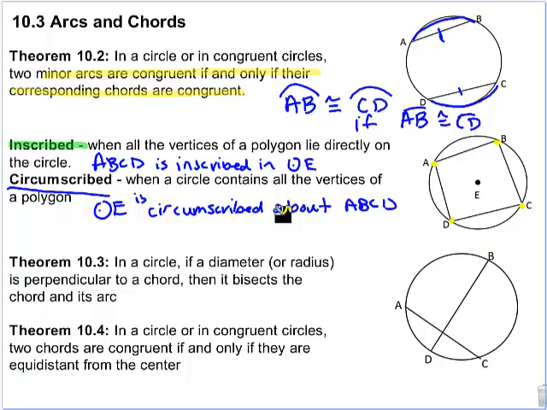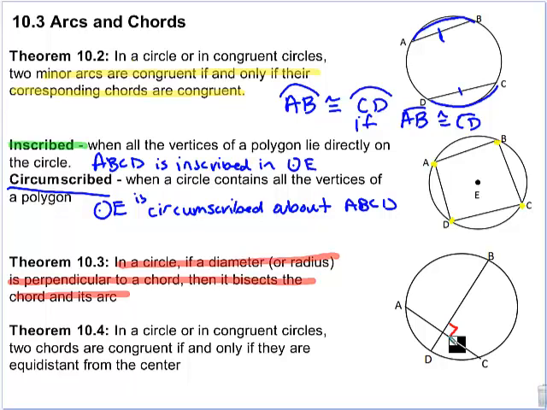Okay. And then we've got this other theorem down here. In a circle, if a diameter or a radius is perpendicular to a chord, then it bisects the chord and its arc. So here, if DB is perpendicular to AC, then it bisects the chord.